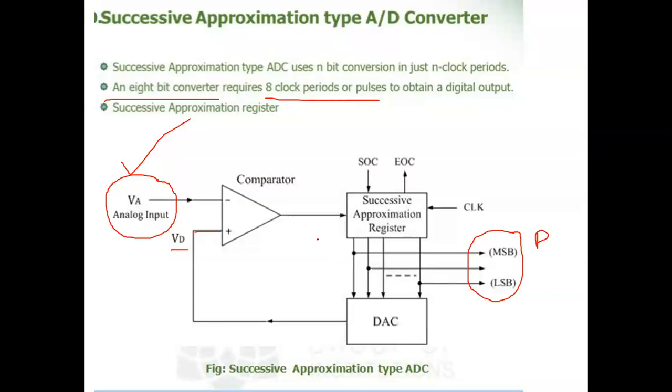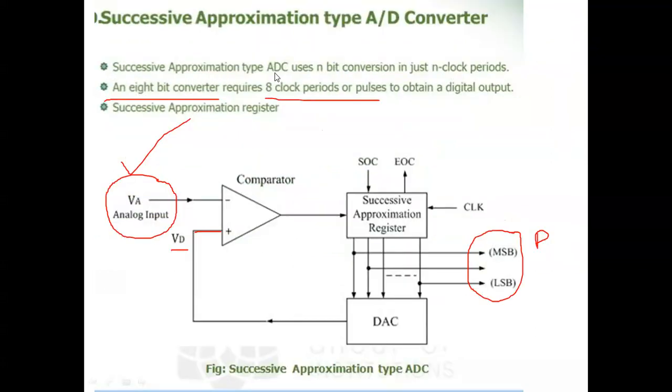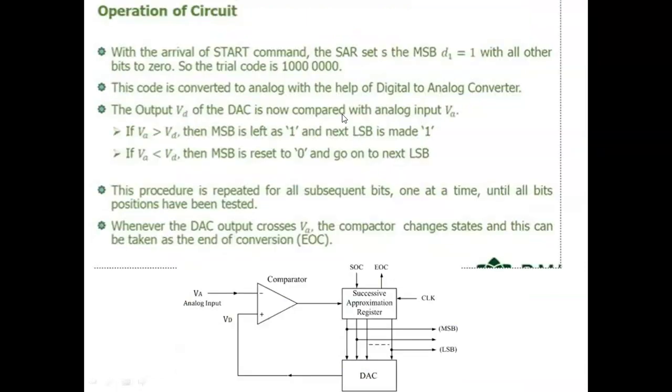Let us see the operation of the successive approximation register. Like I said, on the arrival of the start signal, the SAR sets the MSB, D1, to 1, and all other bits to 0. Here D1 is the MSB, and the LSB is the last one, D8. The first bit, the MSB, is set to 1, and all the remaining bits are set to 0. The code is converted to analog with the help of the digital to analog converter.